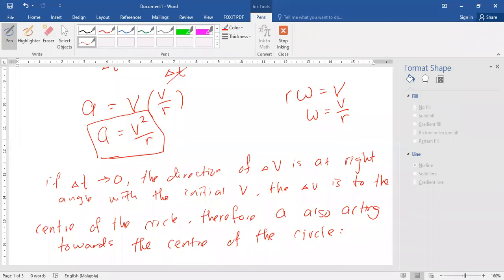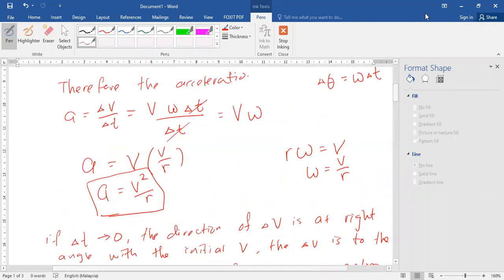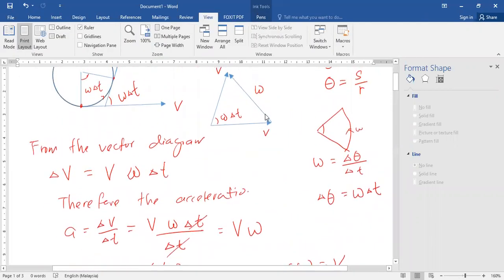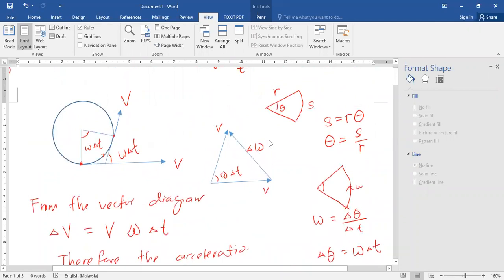Okay, so from here, if delta t is equal to 0, the direction of the delta v is at right angle with the initial v. So that means that no matter what, we get this from the change of the omega, the change of the angular velocity. If there is a change of the angular velocity, that means that this will always be 90 degrees.